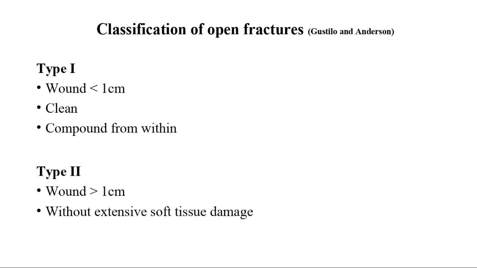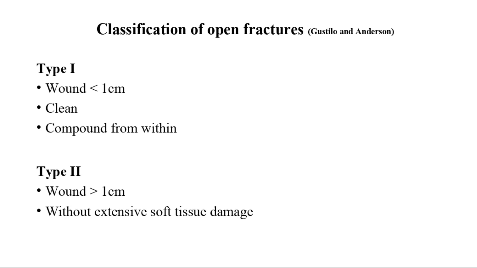All of these are just classifications. Nothing is etched in stone, but it's just to give you some sort of an idea. So if there's a small wound, but it's compound from within, meaning the fracture has created a little aperture in the skin, the chances are there is probably minimal soft tissue compromise. There's possible minimal contamination of the wound. So the best one to have would be a type 1, because the incidence of infection would be less.